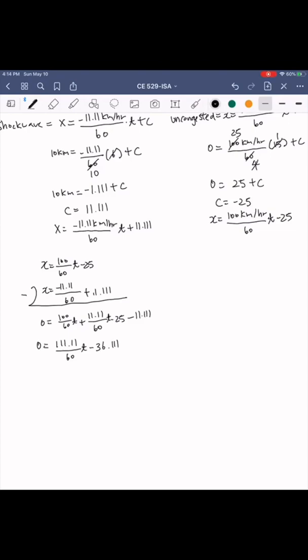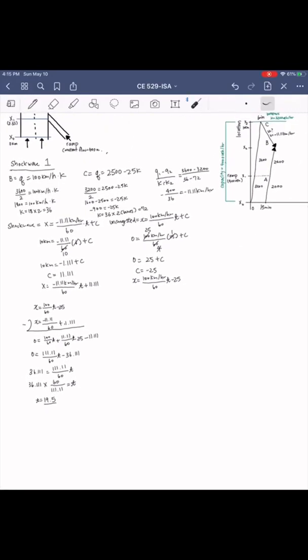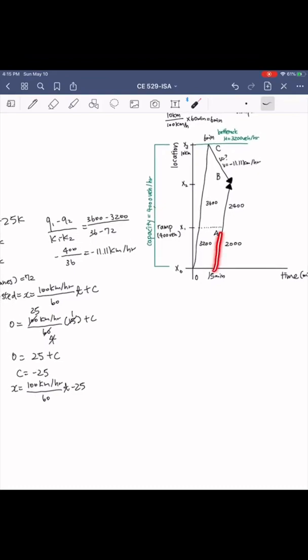And let's solve for the t here. 111.11 divided by 60 t equals 36.111, so t equals 36.111 times 60 divided by 111.11. Let me put this in the calculator. So 60 divided by 111.11 times 36.11 is equal to, so t is equal to 19.5 minutes. And so at 19.5 minutes, the drivers that left at 15 minutes will reach the end of the queue.